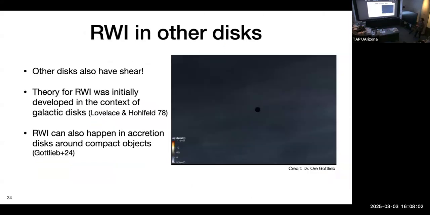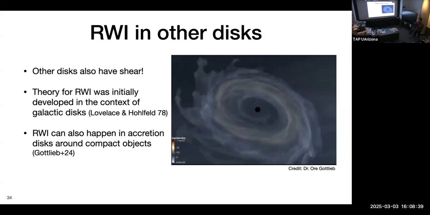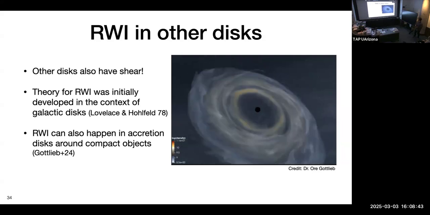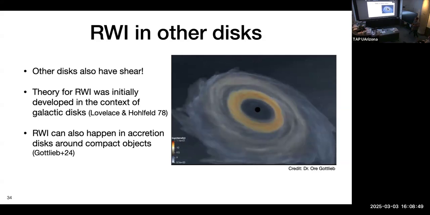And I want to end with applications in other disks, not just protoplanetary disks, because other disks also have shear. The original theory for RWI was initially developed in the galactic disk context. In a recent paper brought to my attention, a black hole accretion disk can also trigger RWI. They can have these vortices, and the coherent signal from this, the gravitational wave signal, is something you can detect. That's what these authors argued. So you might have some application for other disks.